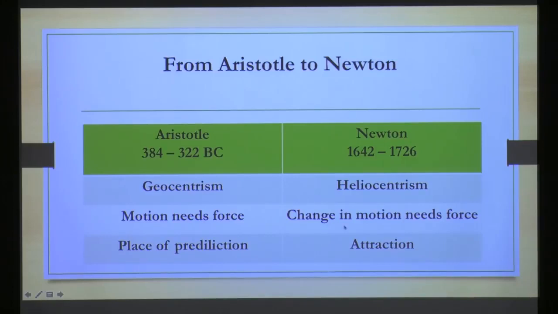So if I have an object that is moving, I don't need force to keep it moving. I just need force to make it go right or left or to accelerate it. And Aristotle said that things went to their place of predilection, whereas Newton said that they were attracted because there was the law of attraction. And you can see that it took 1,000 years to go out of Aristotle into a system where now we can start thinking scientifically. And now we can start having experiments that we can disprove.